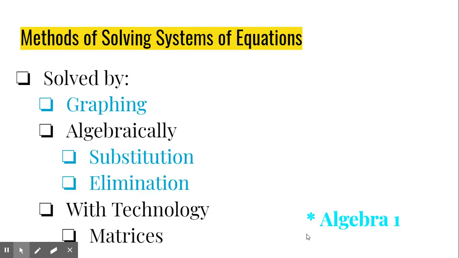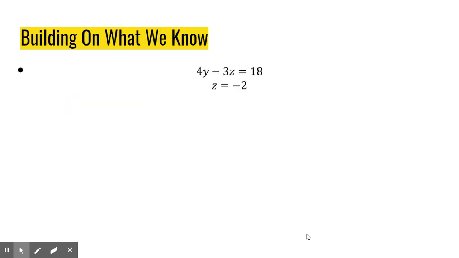Now, in Algebra 1, you learned how to graph two lines, and where the lines intersected, that was the solution to your system of equations. You also learned how to solve systems algebraically using substitution and elimination. Before this whole lesson is over, we will come back to both of those algebraic methods. In addition, in Algebra 2, later in the unit, you will learn how to solve with technology, specifically with matrices. So let's go ahead and build on what we already know.